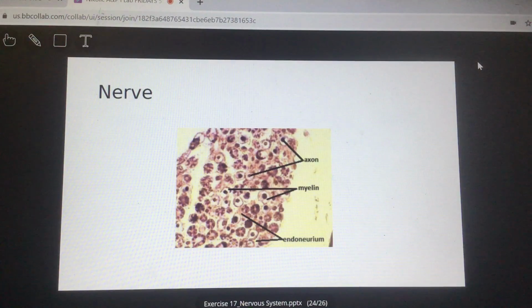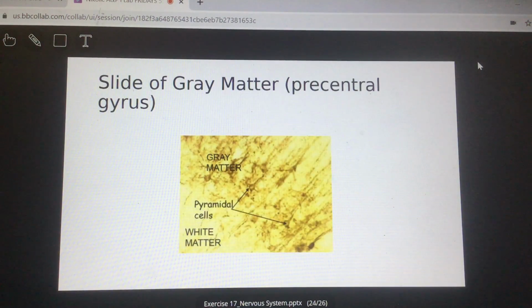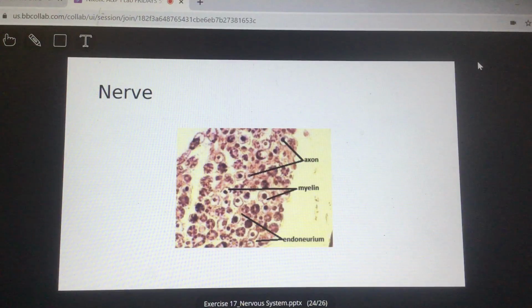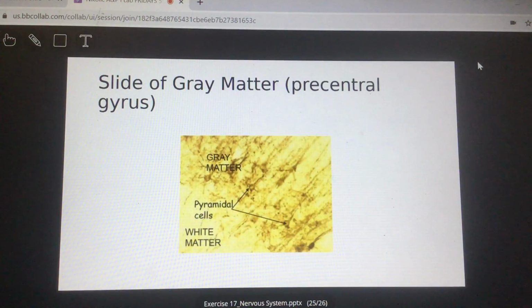And then here, it's kind of hard to see. You have to kind of look at this one. You can see we've got the perineurium on the outside. You can make out that axon in here with the myelin being the white part. It's just a little bit harder. All right, so that is it. That is your slide of the nerve. Don't tell me that's a nucleus.